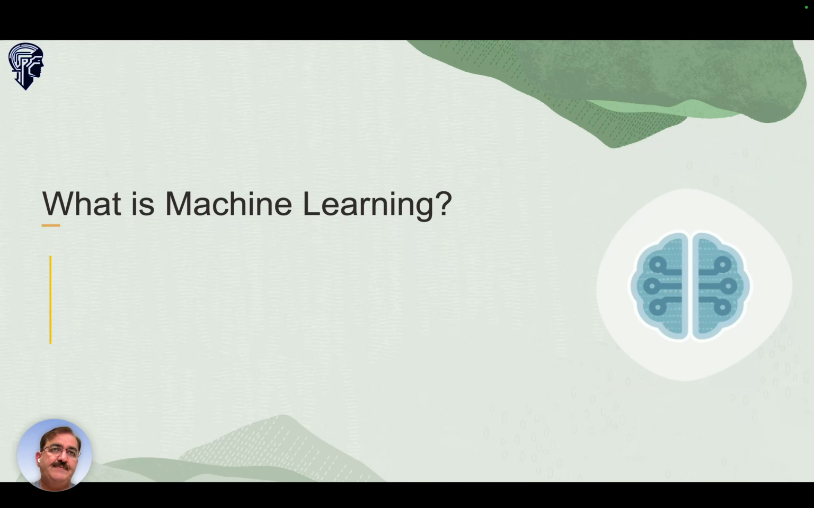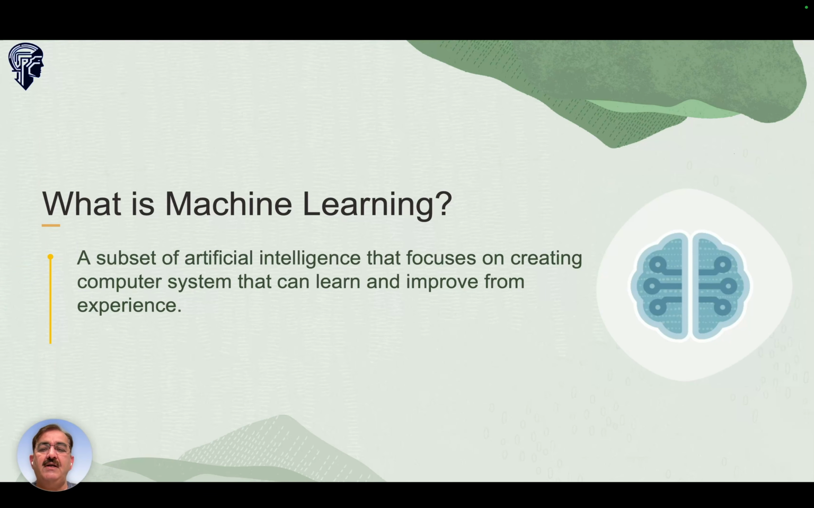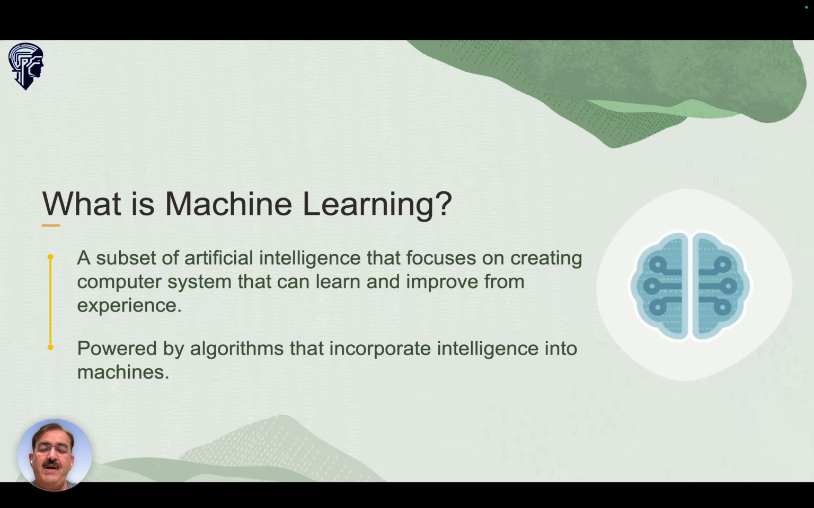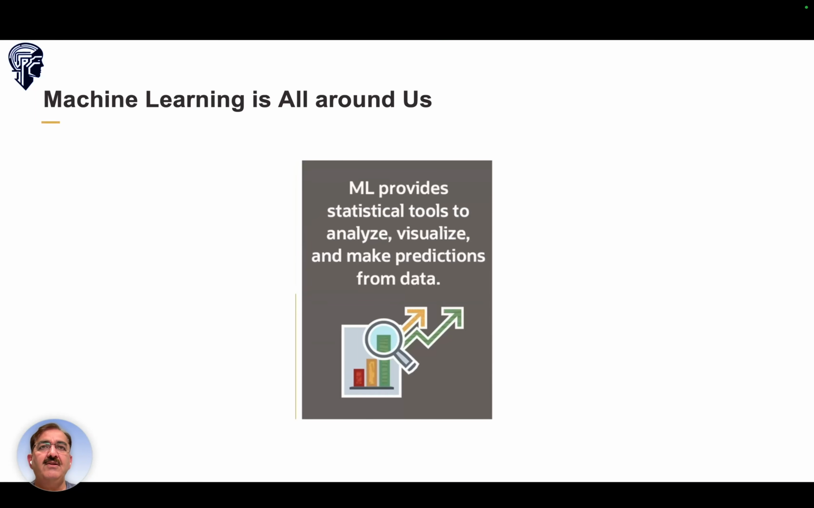What is machine learning? Machine learning is a subset of artificial intelligence that focuses on creating computer systems that can learn and improve from experience, powered by algorithms that incorporate intelligence into machines. Machine learning is all around us. Machine learning provides statistical tools to analyze, visualize, and make predictions from the data.